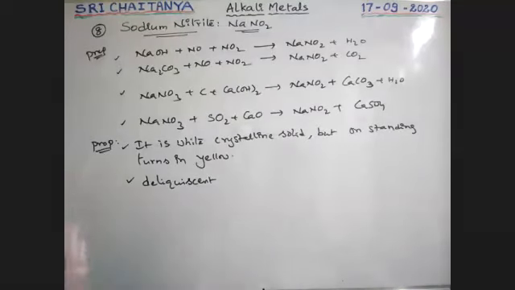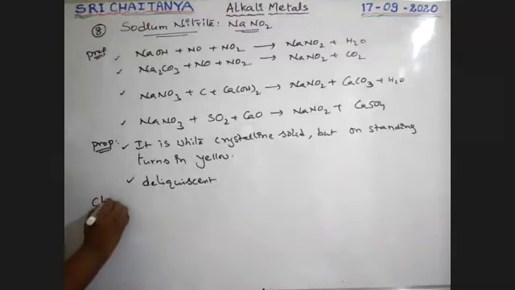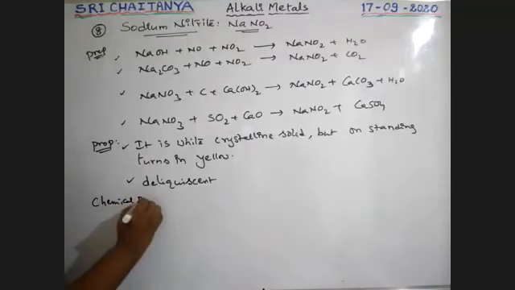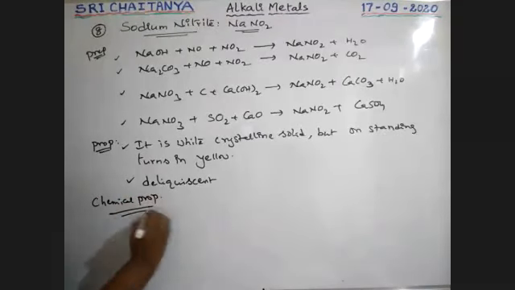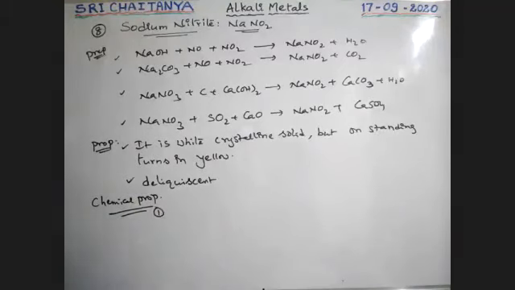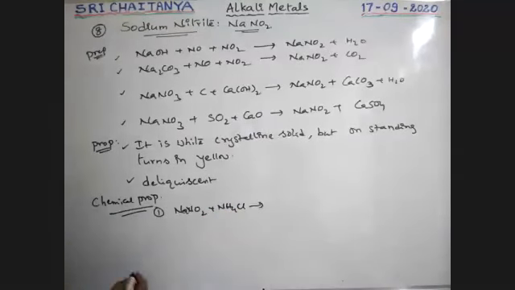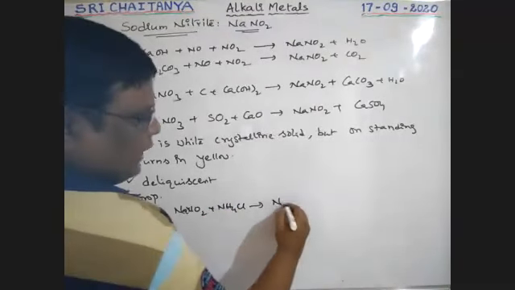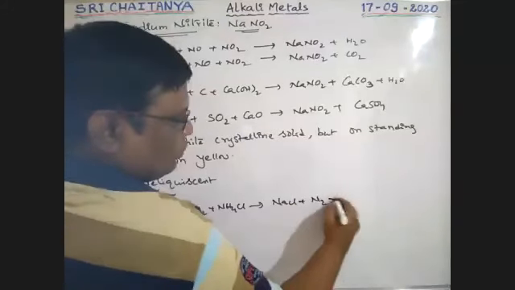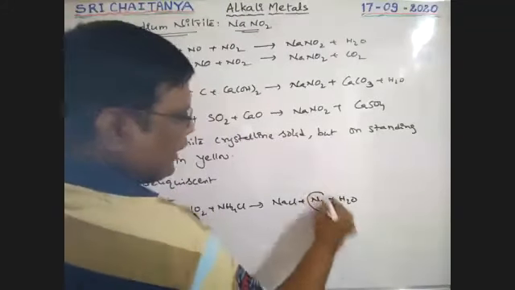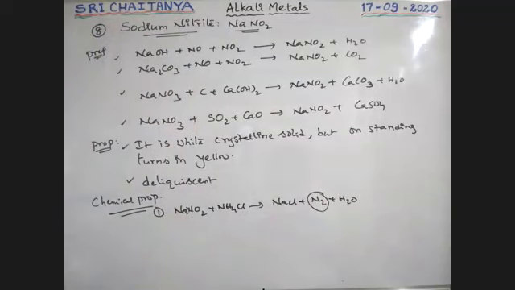Now chemical properties, boys. See here some of the chemical properties. First one, when NaNO2 reacts with ammonium chloride, that gives NaCl plus N2 plus H2O. Nitrogen gas is evolved. It is very, very important, boys.